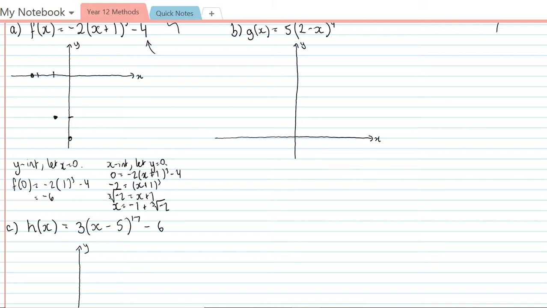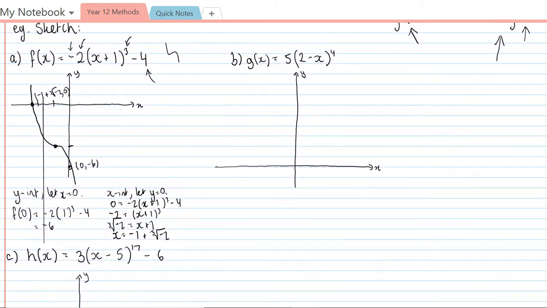And draw my other point here, and then I can sketch the graph with its point of inflection, so it goes like that and down this way as well, labeling the coordinates as well, so 0, negative 6, and negative 1 plus the cube root of negative 2 comma 0. And there we have it.